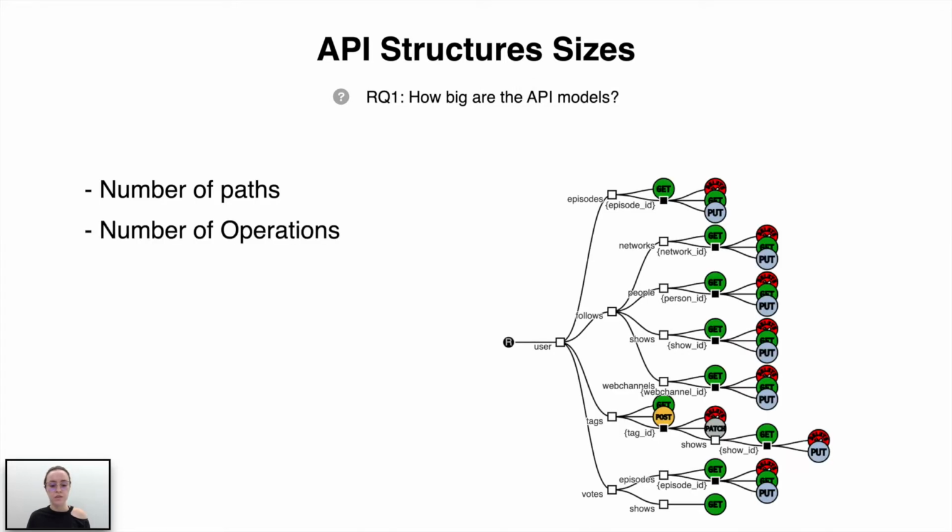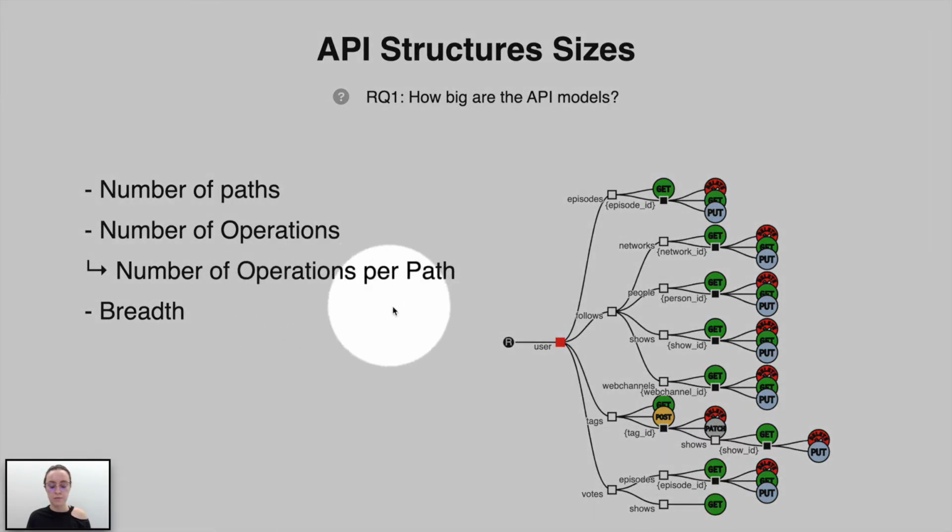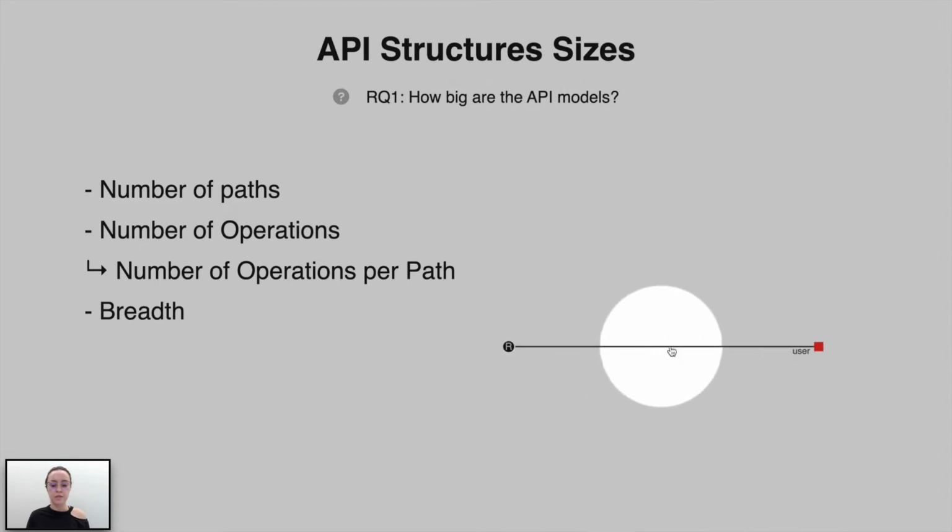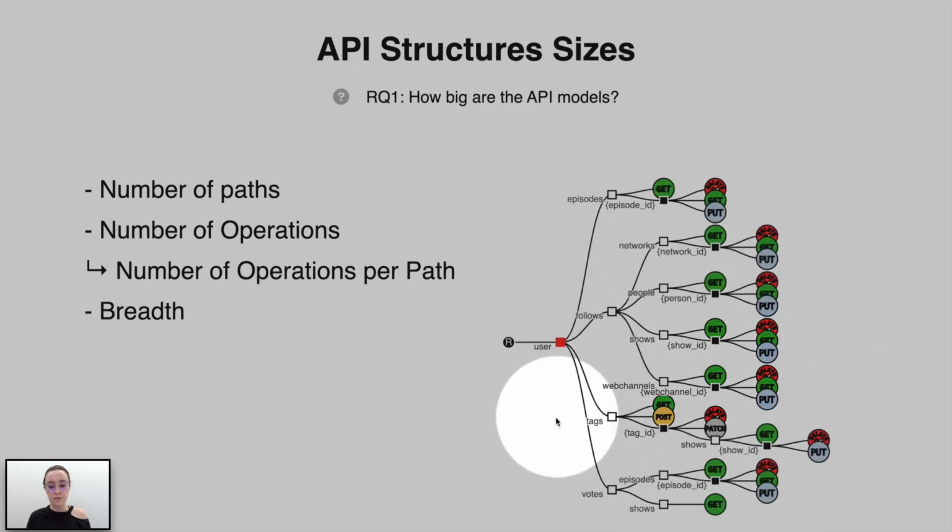This can also be extracted from the OpenAPI description details. From these two metrics, we can compute a new metric, which is the number of operations per path for each API. Our fourth metric is the breadth. In the case of the API in the example, the breadth is equal to 1. It is defined as the number of nodes that are directly connected to the root, which means also in that case that all the paths of this API start with the segment user.